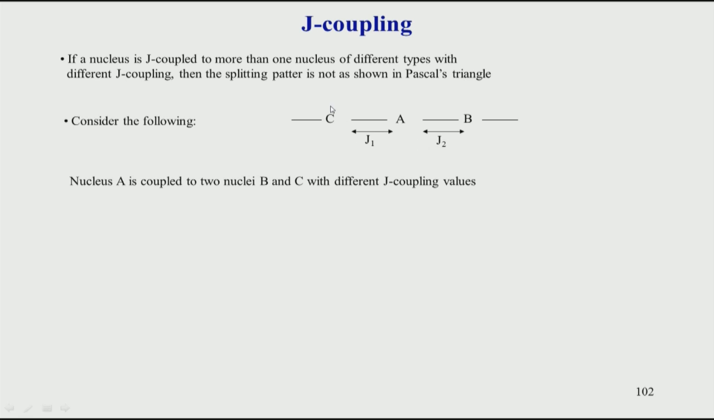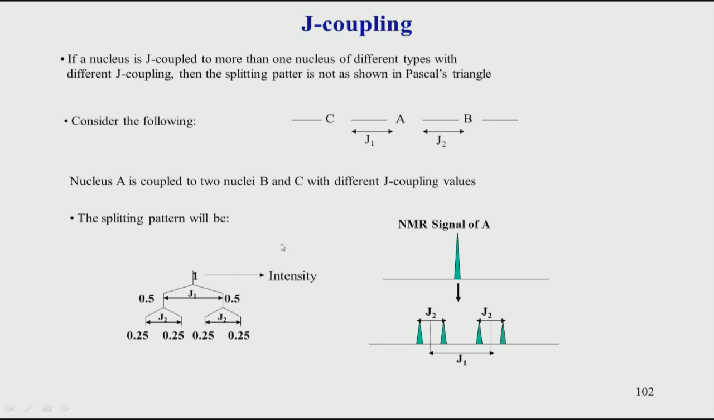So, if I consider this hydrogen atom as 1 and this hydrogen atom as 2, this hydrogen will not be split into 3 peaks. The n+1 rule is not applicable here, the reason being that each J value is not the same. In such a situation, how do we calculate the coupling pattern? This is shown here. What we have to consider is like this.